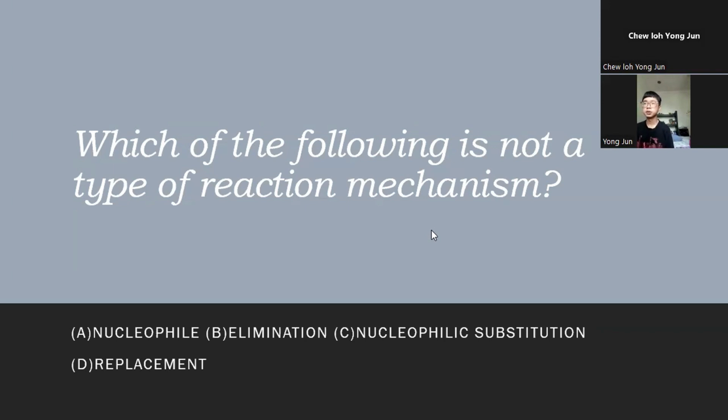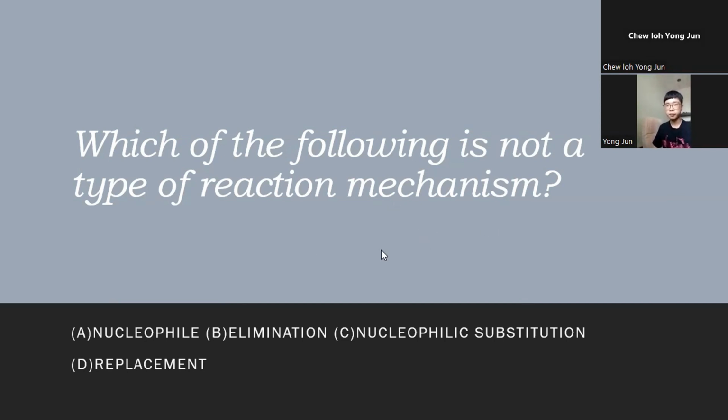Hello, I'm Yongjun from Group 6. Here are the two questions that my group leader has requested me to do. I'll start with question one. Which of the following is not a type of reaction mechanism? A, nucleophile; B, elimination; C, nucleophilic substitution; and D, replacement. Of the four, one is not a type of reaction mechanism.